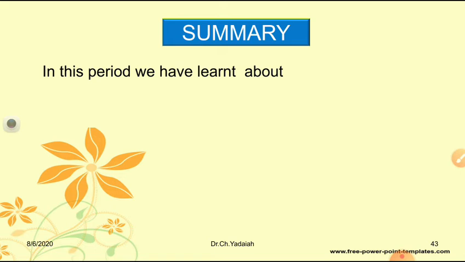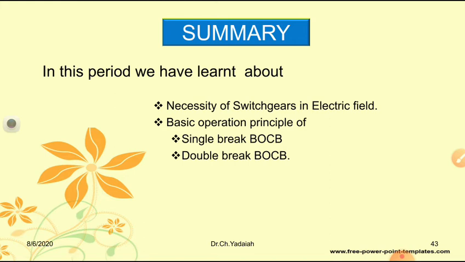Now let us summarize what we have learned in this class. In this period, we have learnt about the necessity of switchgear in electric fields, the basic operation of single break bulk oil circuit breaker and double break bulk oil circuit breaker, and the construction and operation of the two breakers also we have seen. These are the few things you have to remember as an electrical student about breakers, switchgear and protective equipment: the major role of breakers, what a breaker is, how breakers are classified, and how breakers quench the arc while breaking short circuit currents. These are the things you should know.